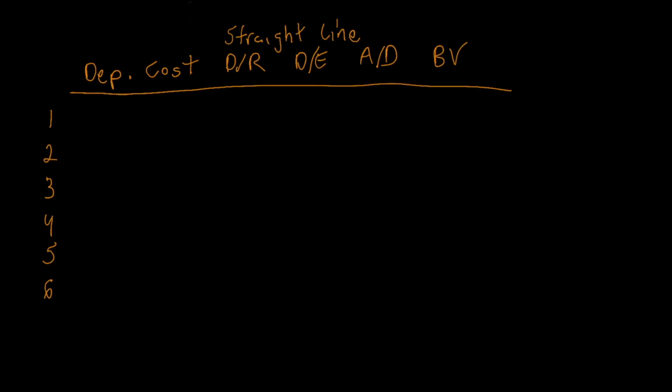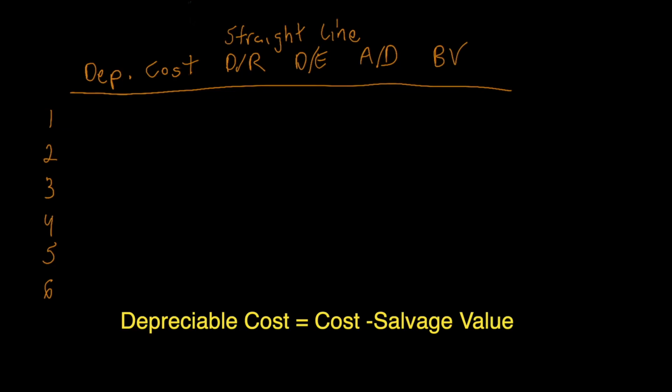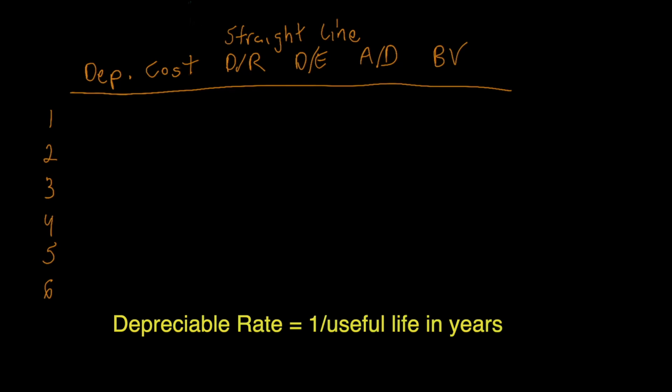So in order for us to calculate a proper straight line depreciation table, we need these following columns in order to calculate the correct amount. And so the first column is simply just the depreciable cost, which we understand is cost minus salvage value. The next column would be our depreciable rate. And under straight line, the depreciable rate is simply just taking the number of years and dividing it into 1.